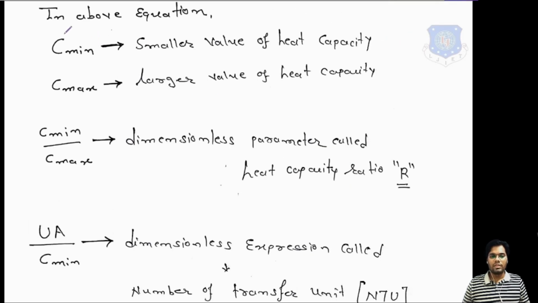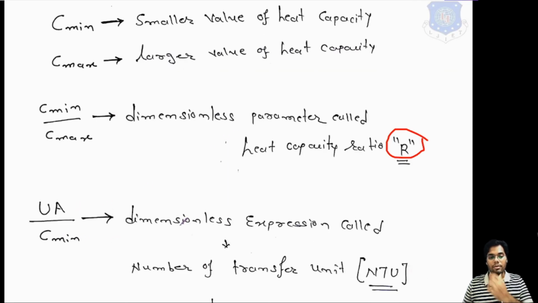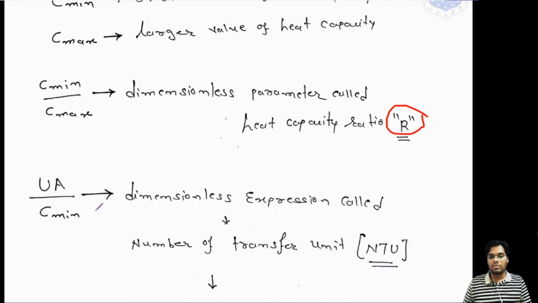Now in this equation, C minimum is the smaller value of heat capacity, as we have discussed. C maximum is the larger value of heat capacity, and the ratio of these heat capacities, C minimum by C maximum, is a dimensionless parameter called the heat capacity ratio, which is denoted by capital R. And UA divided by C minimum is another dimensionless expression called the number of transfer units, where U is the overall heat transfer coefficient, A is the area of the heat exchanger, and C minimum is the minimum heat capacity, either for the hot fluid or the cold fluid. So this ratio is known as NTU, number of transfer units.